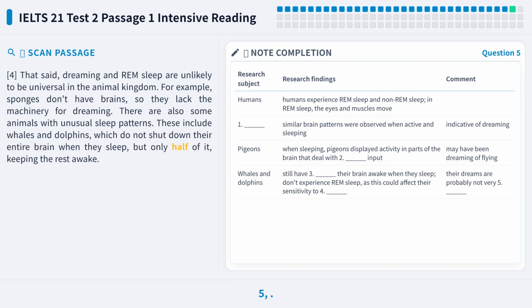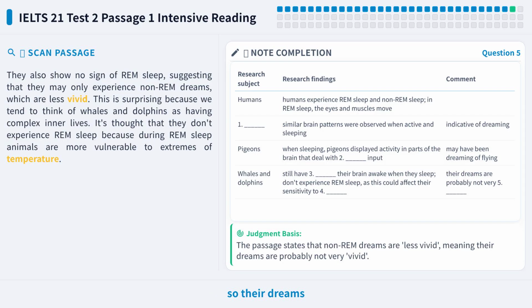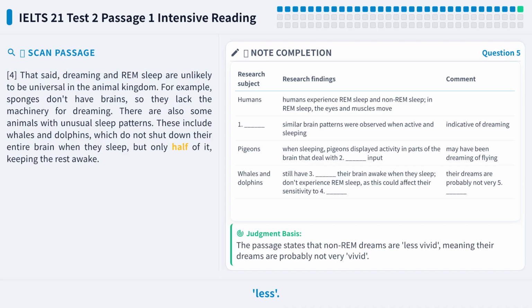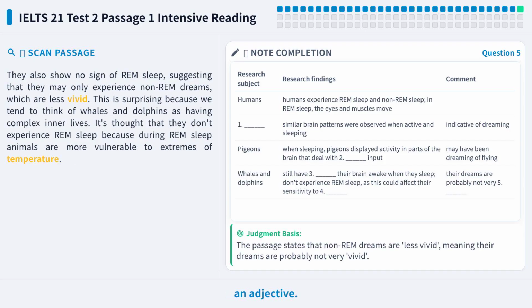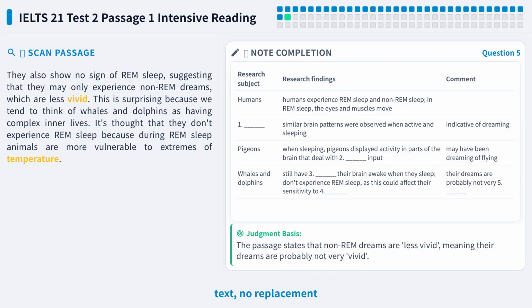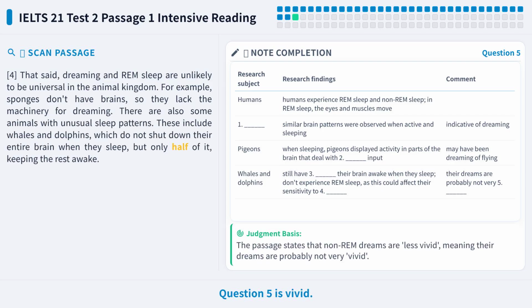Let's look at question 5. Whales and dolphins show no REM sleep, so their dreams may be less vivid. The clue word is less. Before the blank is less, so the answer must be an adjective. Go to paragraph 4 and scan for adjectives near less. The text says, which are less vivid. Vivid is directly given in the original text, no replacement needed. So the answer to question 5 is vivid.